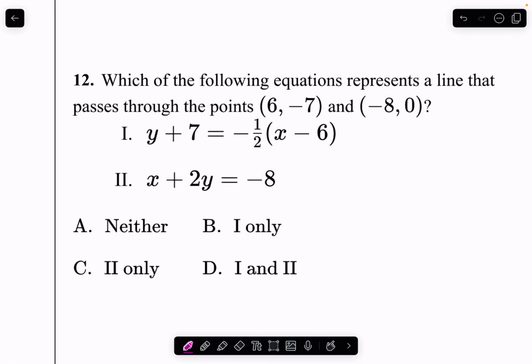Let's see. So which of the following equations represents a line that passes through these points? Okay. So what we have to do here is find the slope, right? And figure out, you know what, actually, I'll just cut this out.